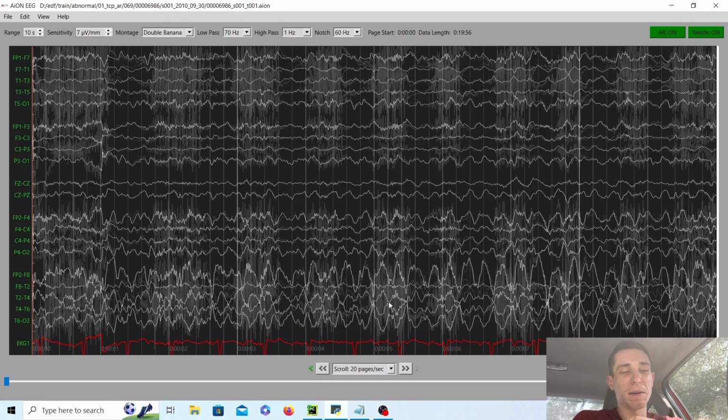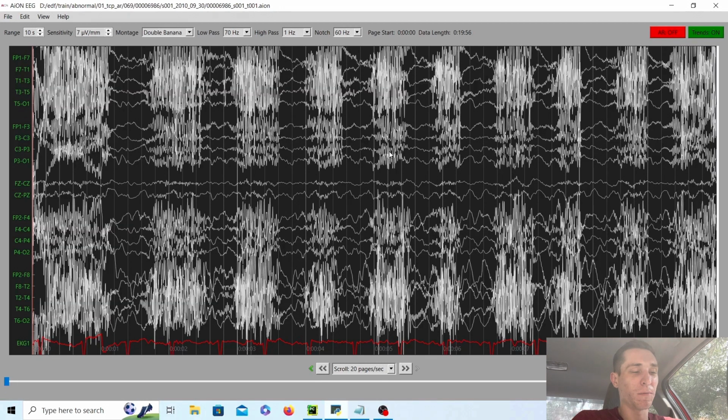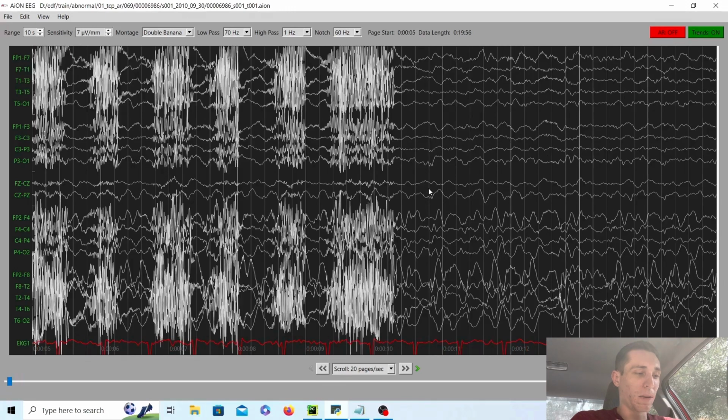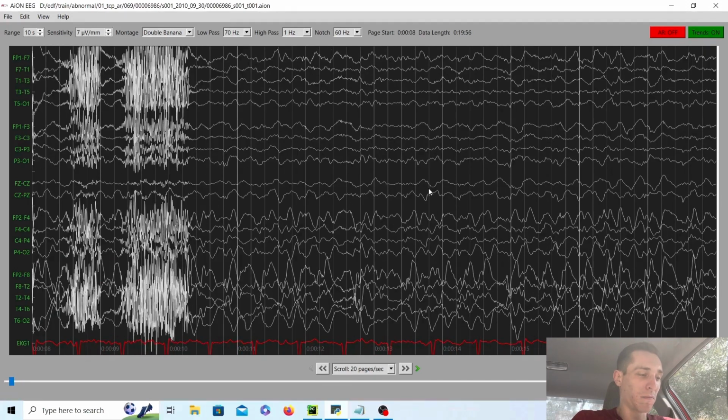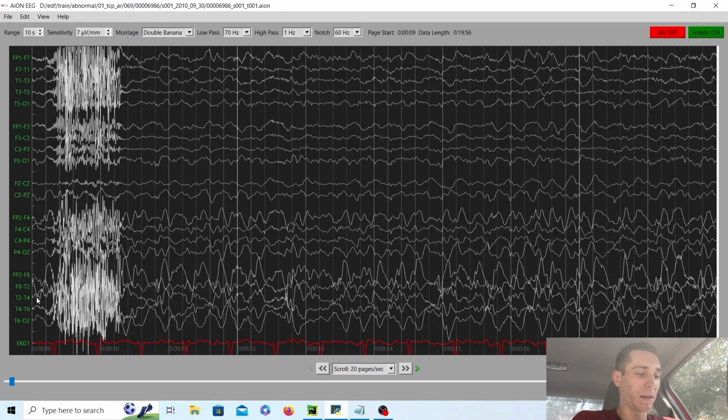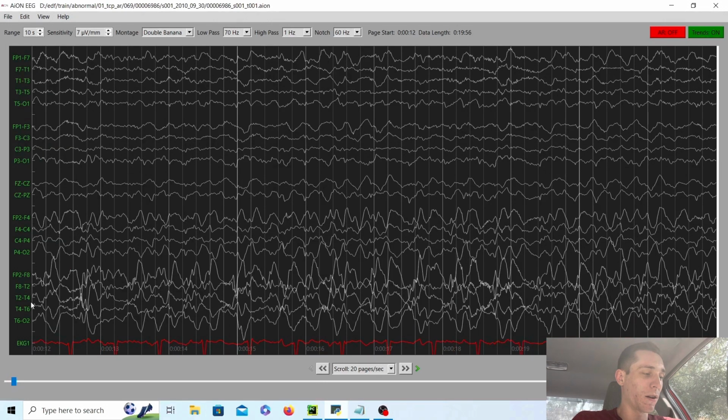Now, how can I be so sure? Well, if we go further on the EEG, as you can see on this page, you can't really tell anything that's happening. But if we continue to scroll, we can see, oh yeah, that's what we were seeing over here. There's a clear asymmetry where it's different on here, on the right side of the temporal region, compared to the left side of the temporal region.